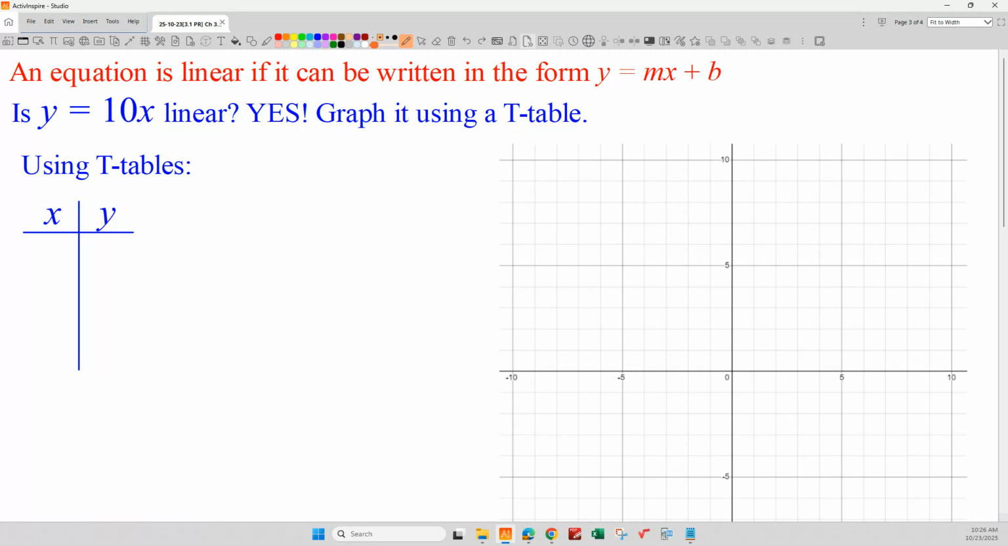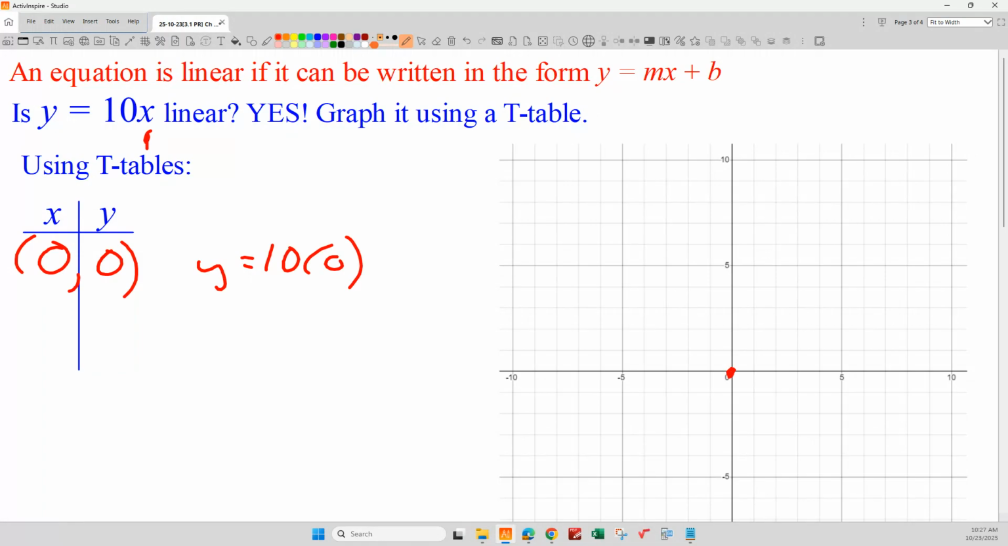T-tables, we always write vertically with an x column and a y column, and then I'm just going to plug in values of x and calculate the corresponding values of y from the equation. For example, the easiest one to plug in is almost always 0. If I plug in an x value of 0, what do I get back for y? Well, y would equal 10 times 0, which is what? 0. So I get the point (0, 0). So I would just create the point (0, 0) in the xy plane.